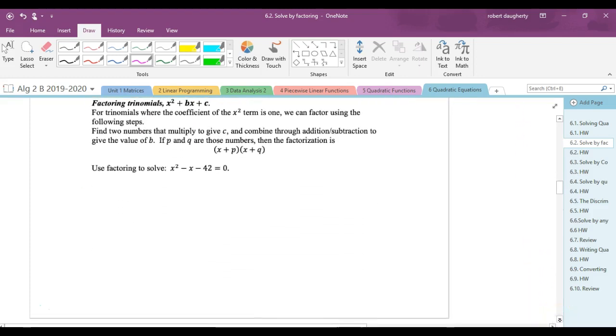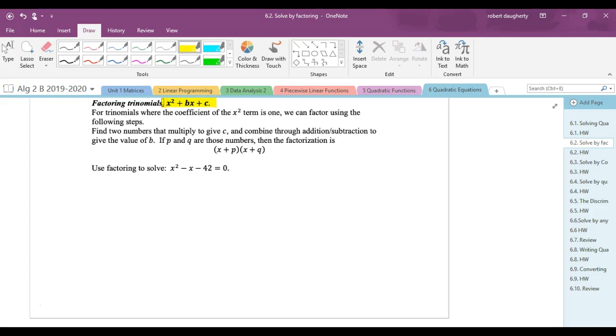Now the next one is, how do we factor something that looks like this? Let me back up. I want to factor x squared plus bx plus c. I'm looking for 2 numbers p and q, so I can write this as (x plus p)(x plus q). I'm looking for some kind of way to factor this.